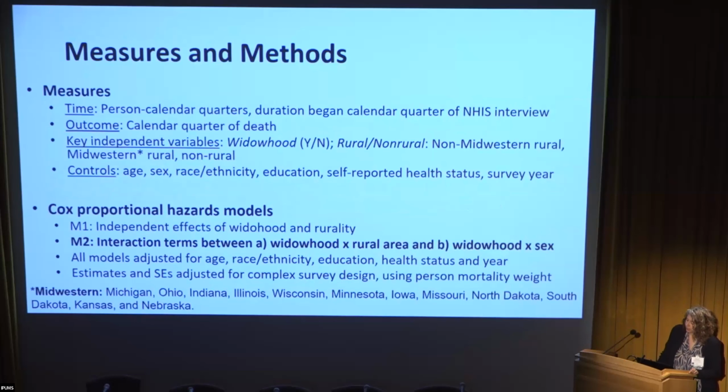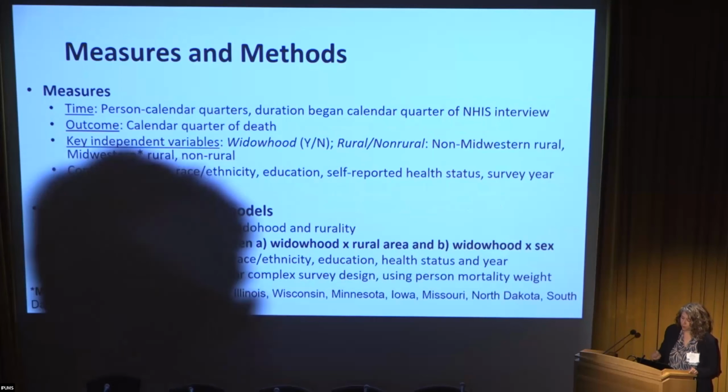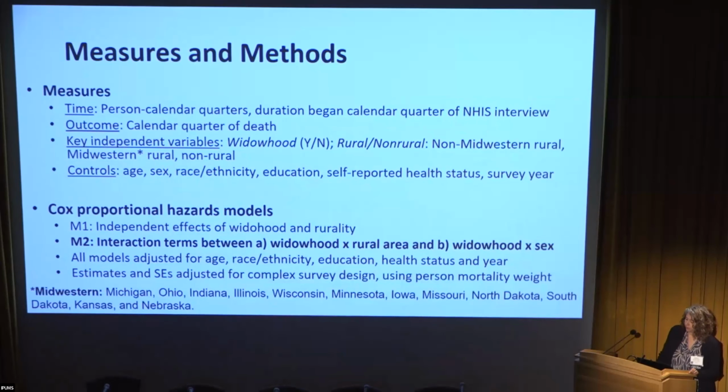Because the linked mortality file data report the calendar quarter and year of death, we measure time in person calendar quarters, where duration began at the time of the NHIS interview. The outcome was the calendar quarter of death, and our key independent variables were widowhood, yes or no, and a 3-category measure of rurality: Midwestern rural, other rural, and non-rural, where rural was measured as non-MSA area.